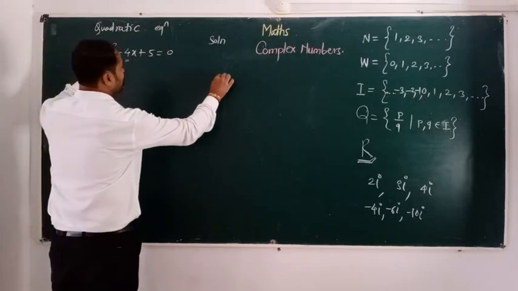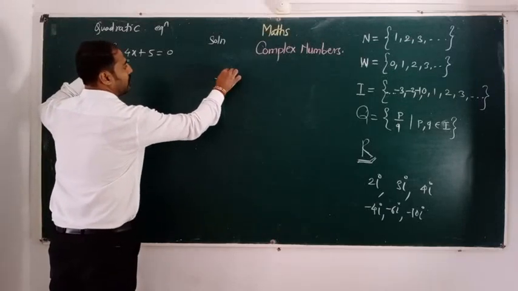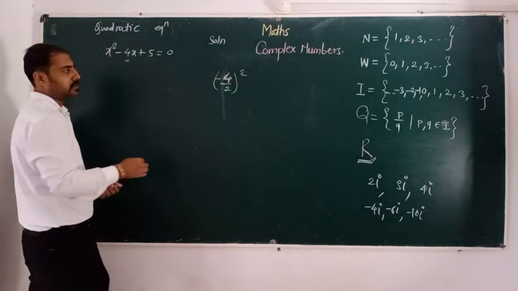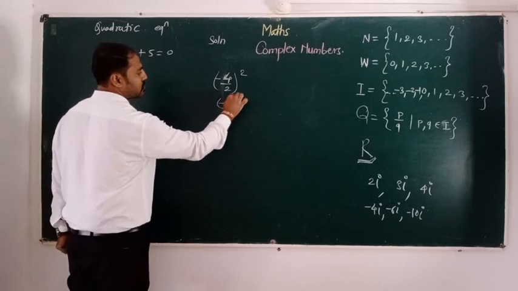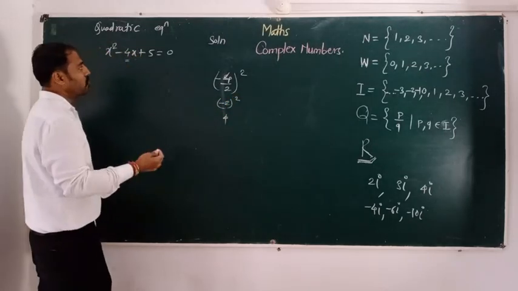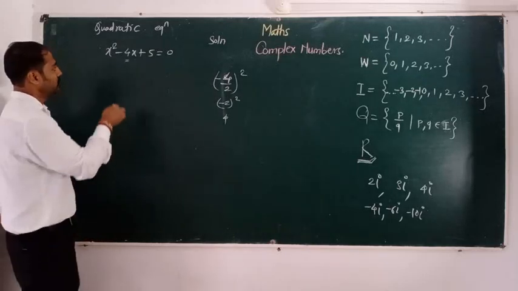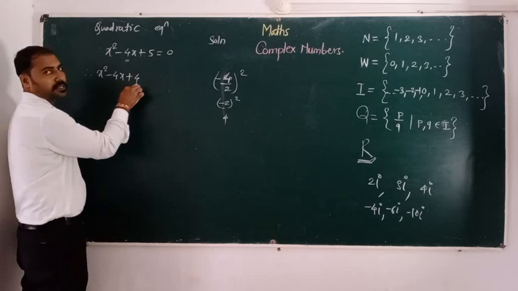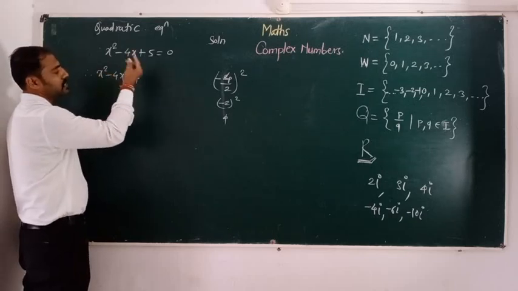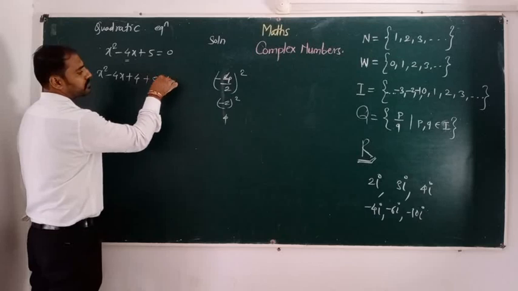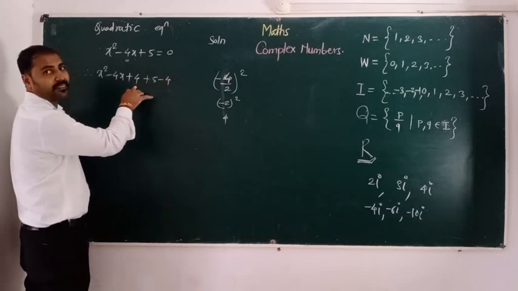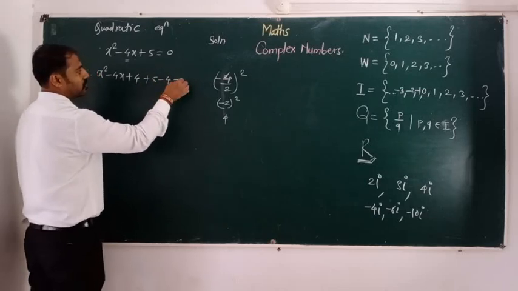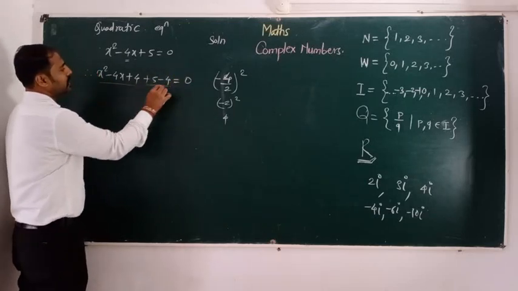Here the coefficient of x is minus 4 divided by 2, in bracket square. It is our completing square. Minus 4 divided by 2 is minus 2, bracket square is nothing but 4. Means we add 4 and subtract 4. Therefore x square minus 4x plus 4, added at the third place to write the first three terms as a complete square, plus 5 minus 4 for maintaining equality. Here we add plus 4 and here we subtract 4, which is equal to 0. Write first and last terms.